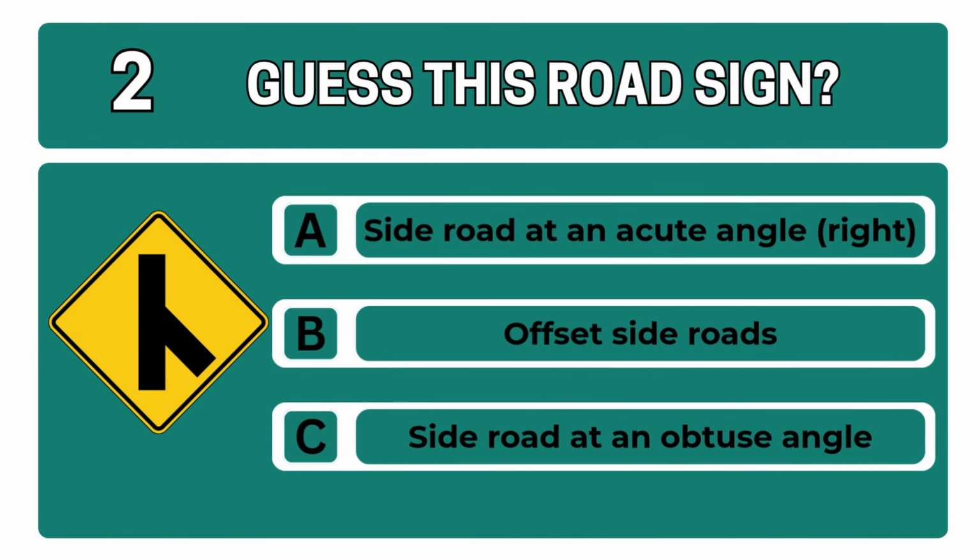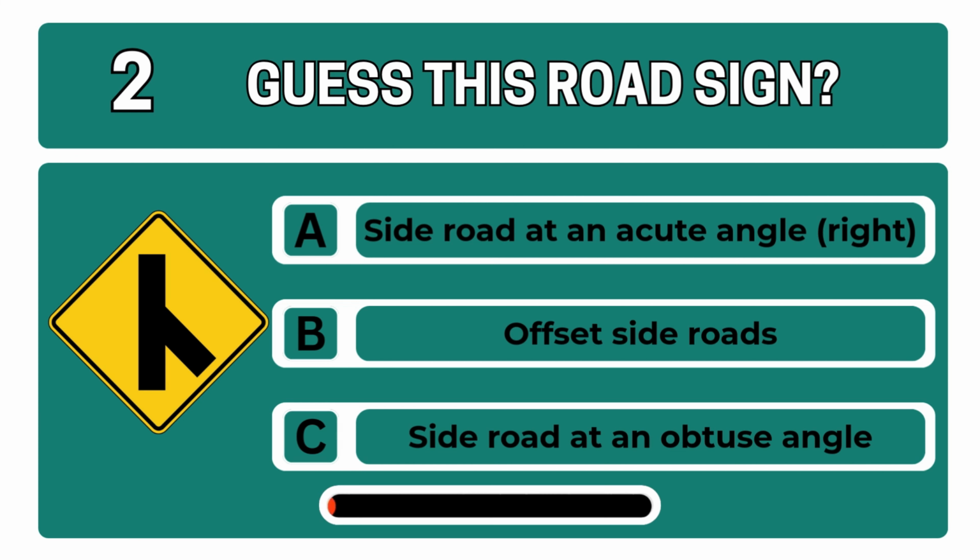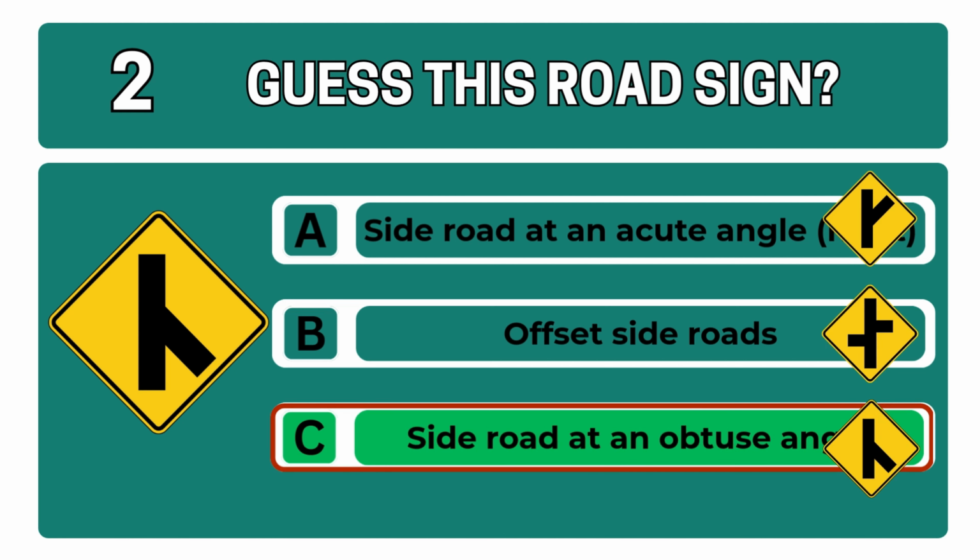Question 2. Guess this road sign. A. Side road at an acute angle, right. B. Offset side roads. C. Side road at an obtuse angle. The answer is C. Side road at an obtuse angle.